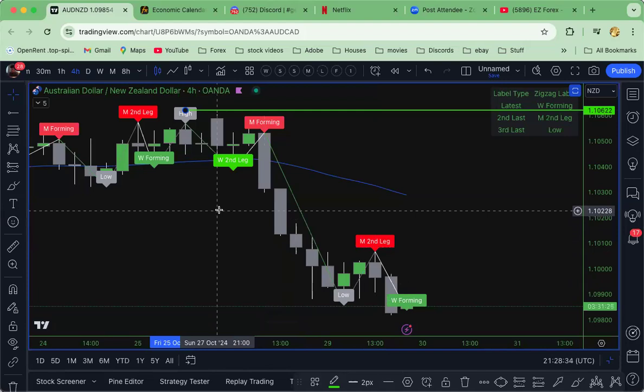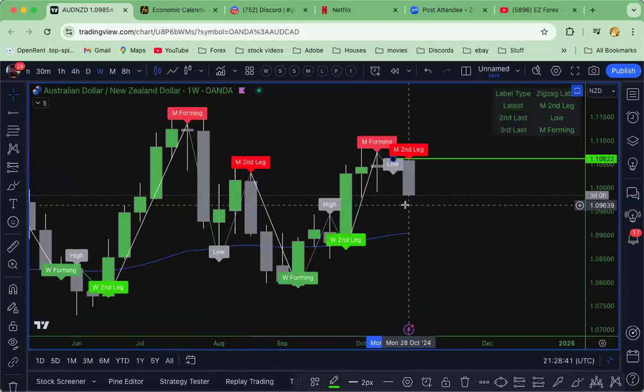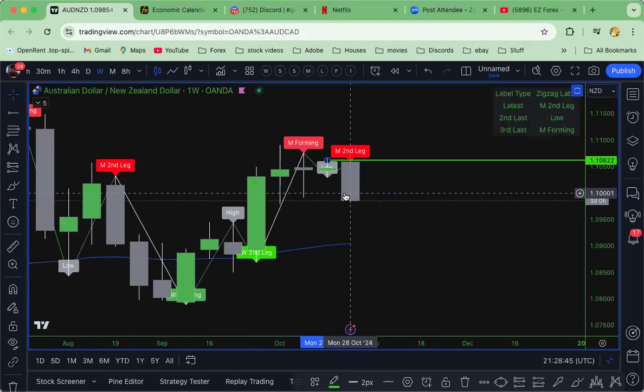For your weekly one, what would your RR be for a weekly? Okay, to answer that question straight away, we go here. First and foremost, remember I've entered on that 4 hour because I've just shown you how you found the pattern, how you found entry criteria of the pattern.